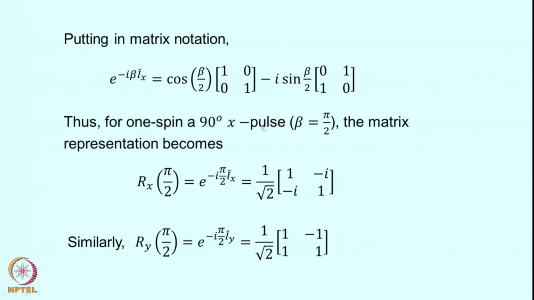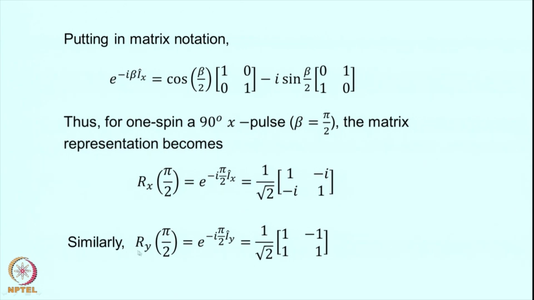Now if I put beta equal to pi by 2, then what do I get? I get cosine 45 and sine 45, and both of them are equal to 1 by root 2. Okay, so e to the minus i pi by 2 Ix gives me 1 by root 2 times, if you add these here, 1 minus i, right. So this is 1, this gives me minus i, this gives me minus i, this gives me 1, and the 1 by root 2 factor comes out here.